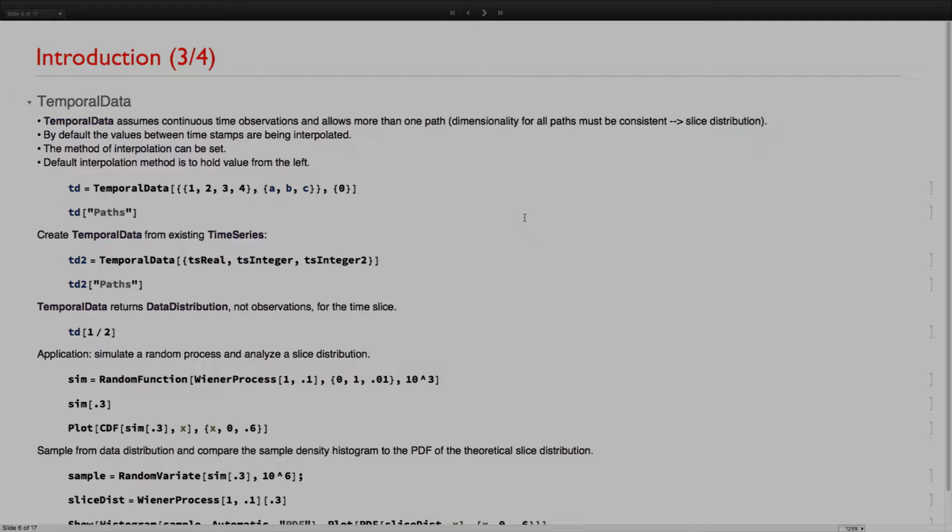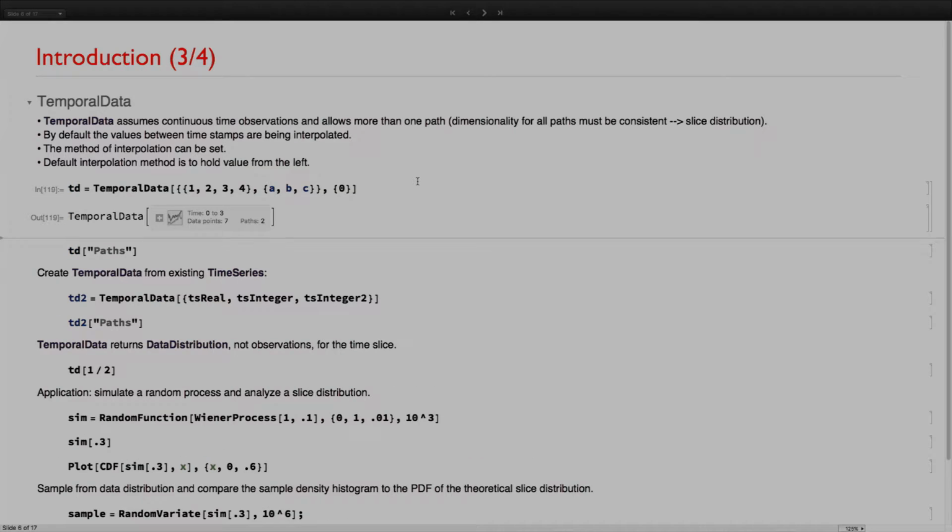Now, temporal data, it's a more general structure. And in a way, it behaves similarly to time series and can be thought of as a generalization of that, or time series is a special case of temporal data. And we assume, again, the continuous time observations, but in this case, we allow more than one path. So we can have multiple paths, but we need to have a consistent dimensionality through the paths. And this is for the slice distribution. I will show an example for that in a moment. By default, we have interpolation between timestamps. Again, this method can be set. And here, by default, this is the 0 order of interpolation, so the value is called from the left.